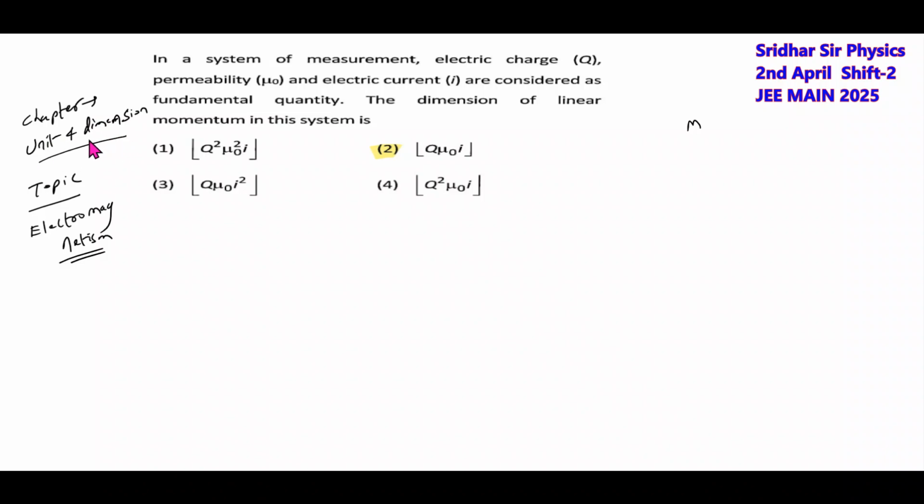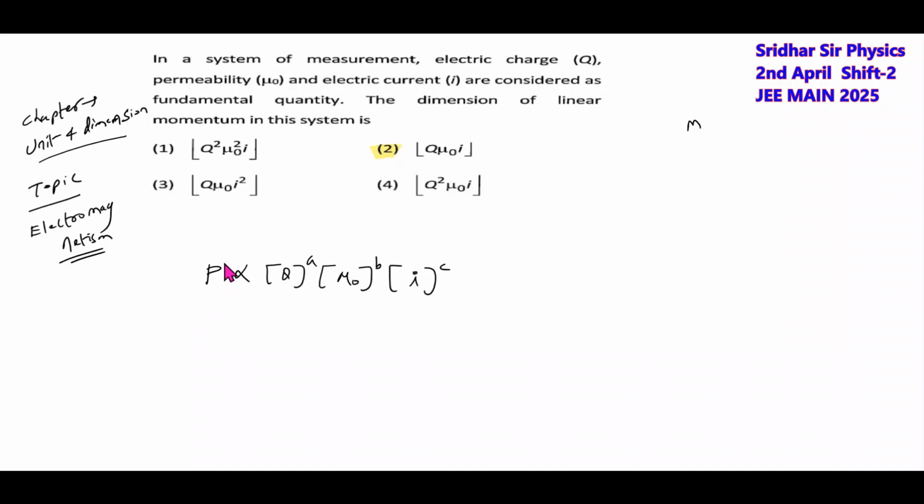The chapter is units and dimensions, and the topic is electromagnetism. It's asking about some dimensional analysis. The question: in a system of measurement, electric charge Q, permeability mu naught, and electric current I are considered as fundamental quantities. The dimensions of linear momentum in this system is? So we have to express the linear momentum in terms of charge, permeability, and electric current. So the linear momentum should be proportional to charge to the power A, permeability to the power B, and electric current to the power C.